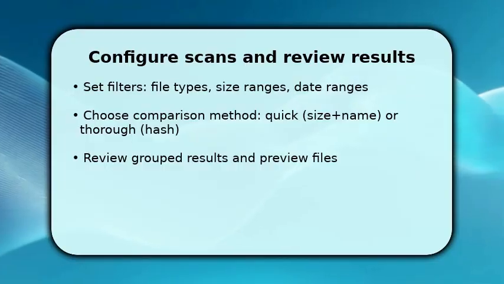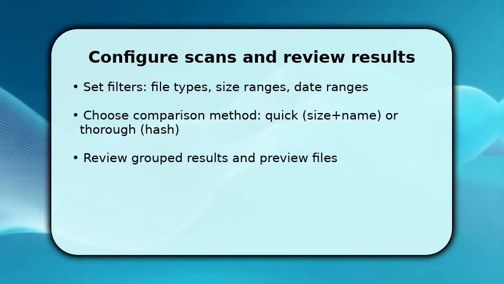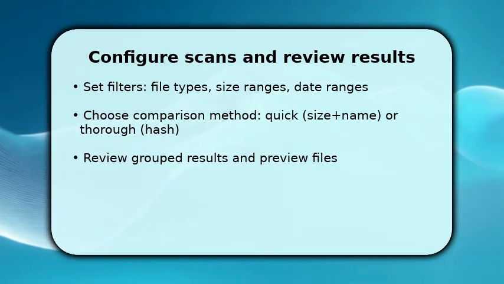Now configure filters to narrow results. Include only media, documents, or a minimum size to avoid trivial matches. Then choose the comparison method. Quick scans use name and size for speed. Thorough scans compute hashes which catch renamed duplicates.